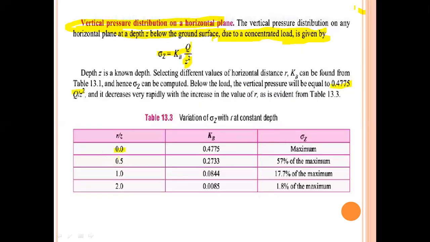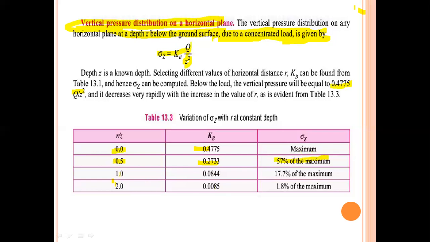So the r by z values are 0, 0.5, 1, 2, with the corresponding Kb and sigma z values. For r by z equal to 0.0, Kb value is 0.4775, and sigma z, the stress, is the maximum. Similarly, for r by z equal to 0.5, Kb value is 0.2733, and the stress is 57 percent of the maximum.